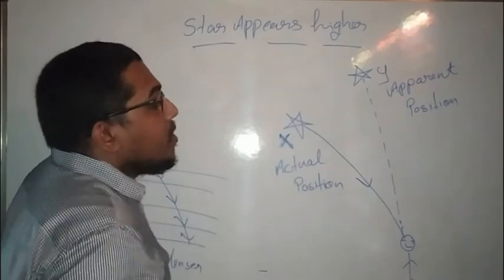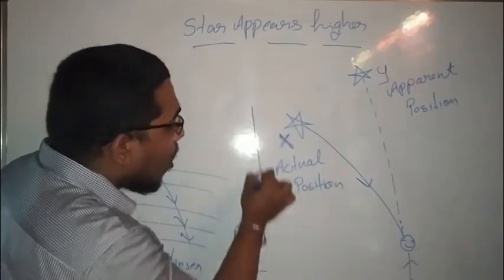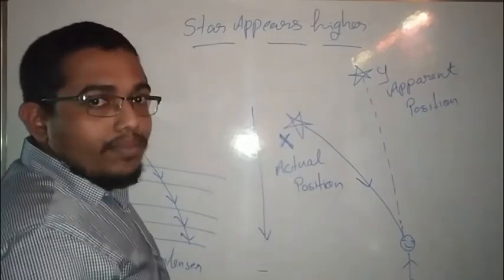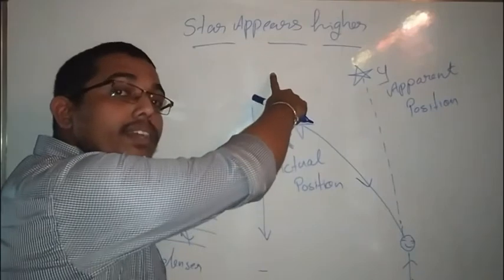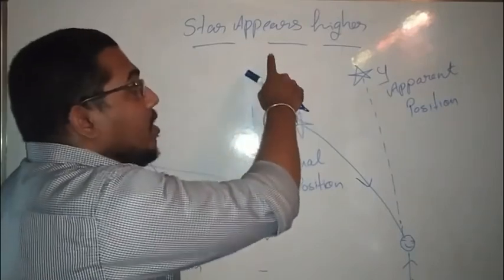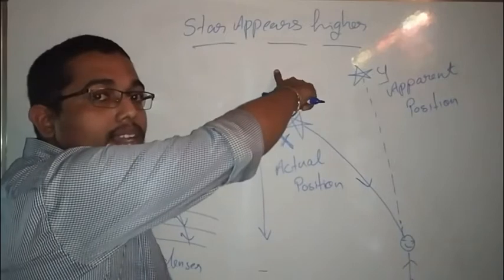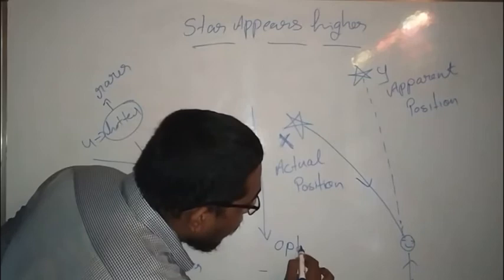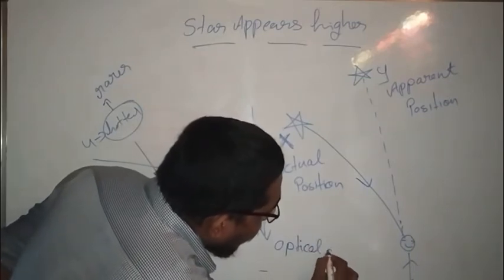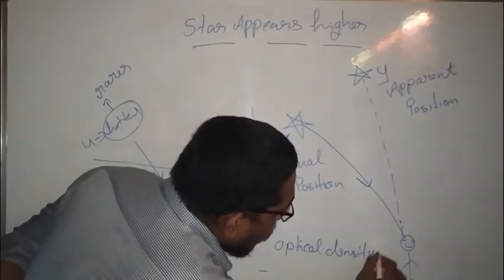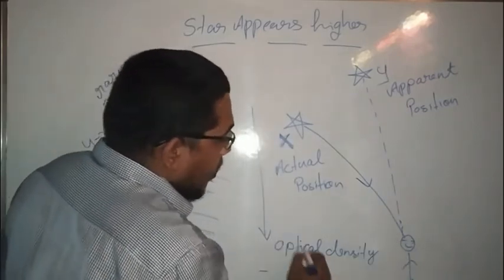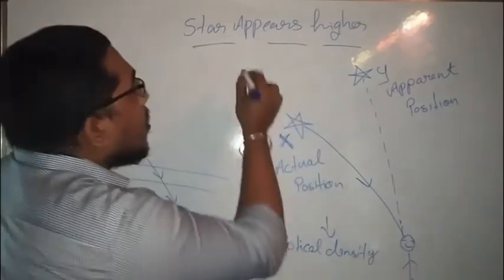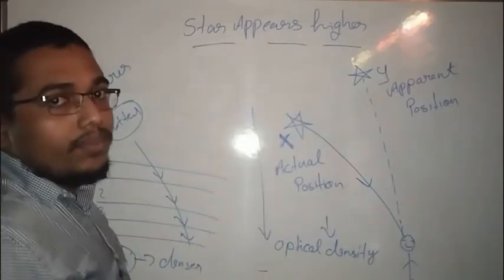Clear? One more important thing is that while coming down, the optical density is increasing. Because we know that the upper atmosphere is hotter, the upper layers are called optically rarer medium. While coming down, the optical density is increasing. Clear? So these are the points regarding the position of the star.